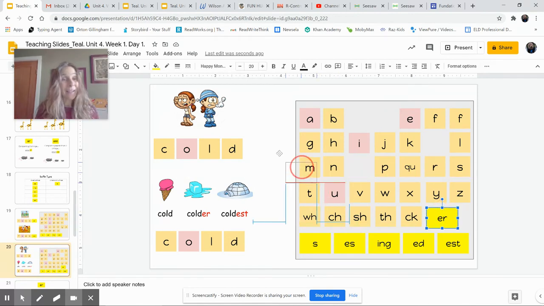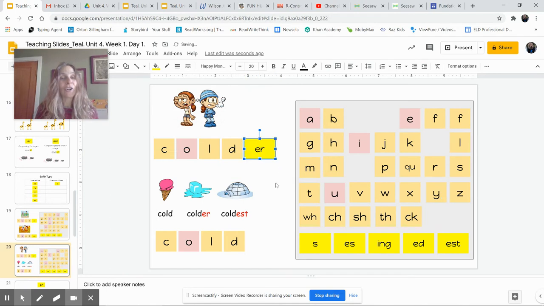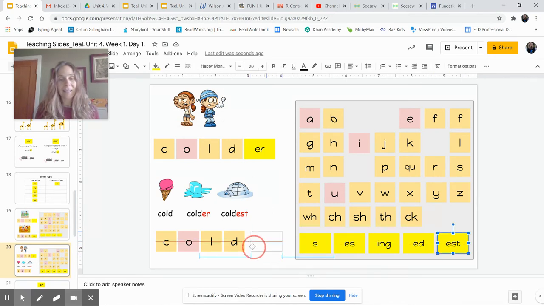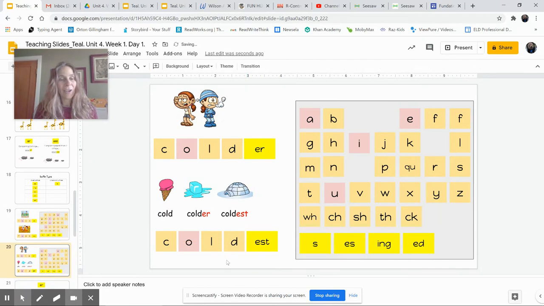Great. And like when we practice our R-controlled sounds, it makes the er sound. Now my word is colder. Now let's take a look at one more. Cold, colder, coldest. I'm comparing three things, so I'm going to use the suffix est. So here's my base word cold, and I'm going to use my suffix est, coldest. Great.